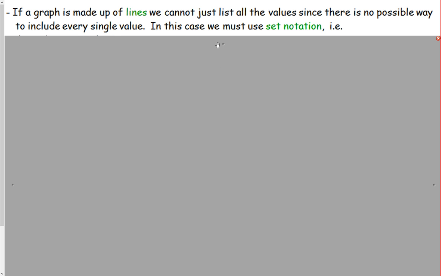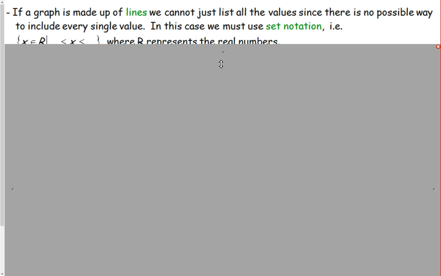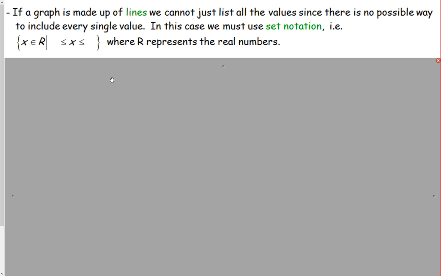So if a graph is made up of lines, which is really common, we can't just list all the values, right? Because there's no single one value. You'd be going on forever. You can't list all the values. So in this case, we have to use a thing called set notation. So here's an example of how that would look.